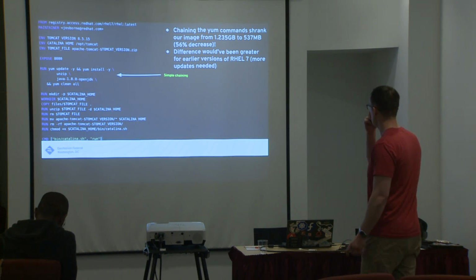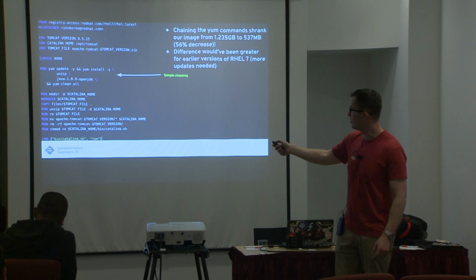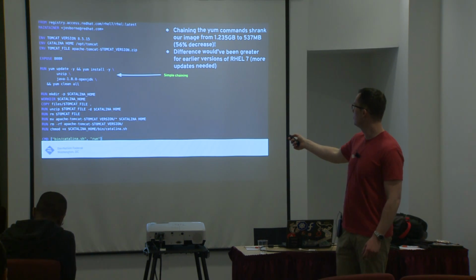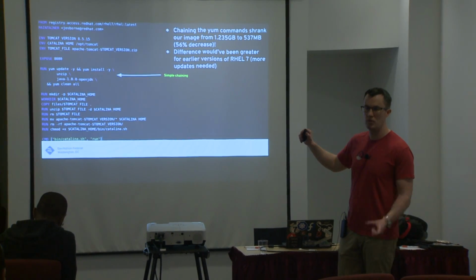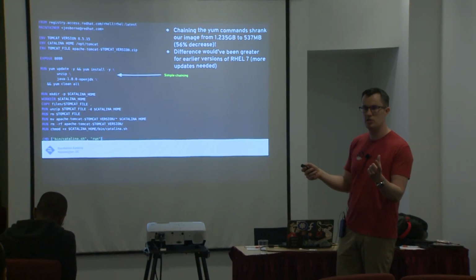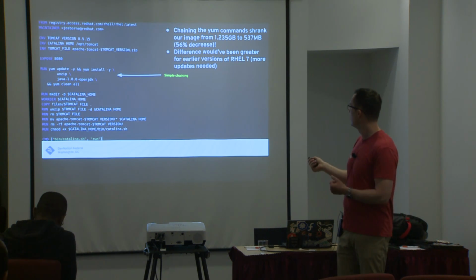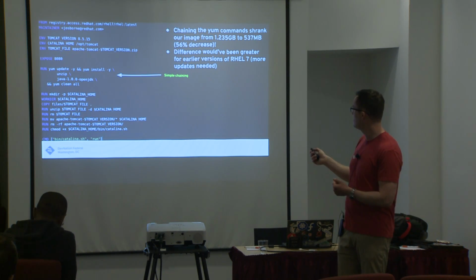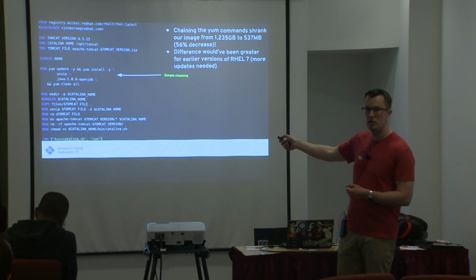So if I actually just concatenate that all with chaining the statements right here, I've actually cut my image down by 700 megs. So something that was really small that I might not have realized actually just removed 700 megs from my container. The difference would have been greater if I was using an earlier version of RHEL. So if this wasn't RHEL latest, say I was using RHEL 7.1 here, it would have been even greater.